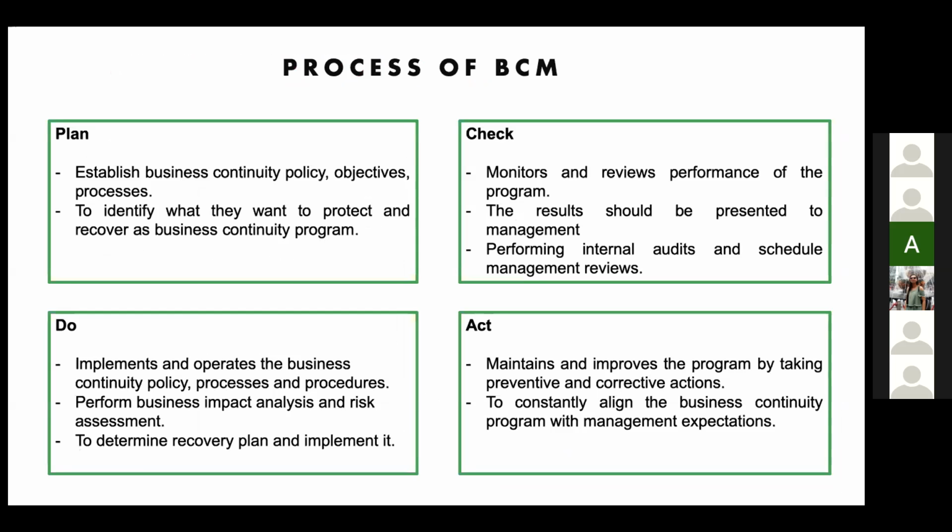Okay, the first process is plan. In this stage, the business has to establish the business continuity policy, targets, or processes to improve the business continuity. One of the most important plan activities is for the executive management, in where they have to identify what they want to protect and recover with respect to their business continuity program. These are typically stated as critical products or services.